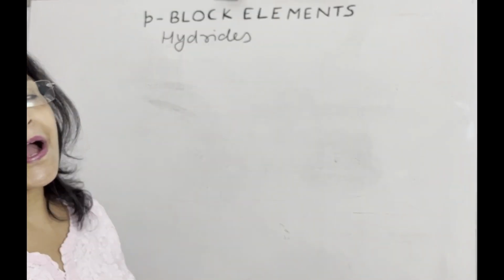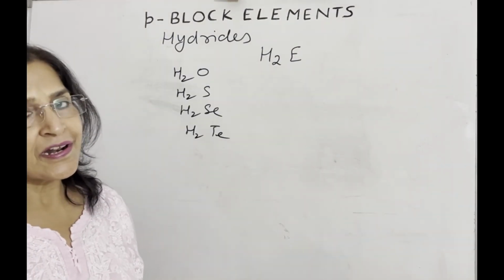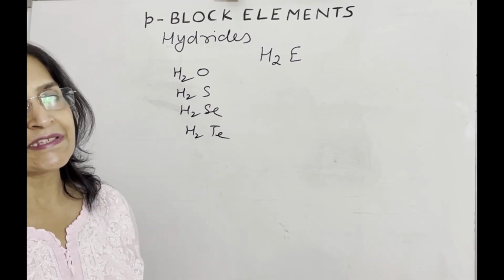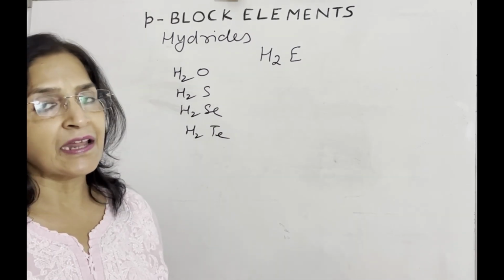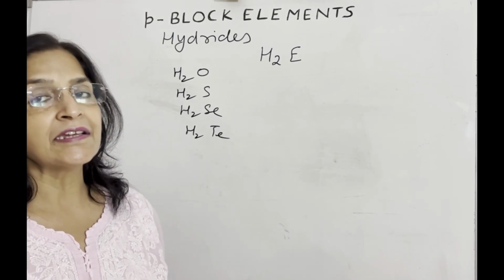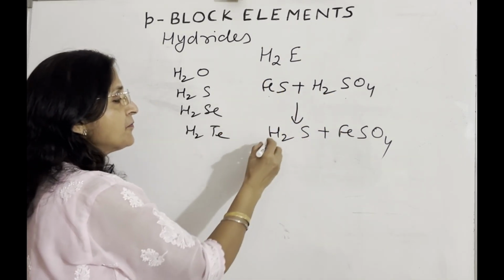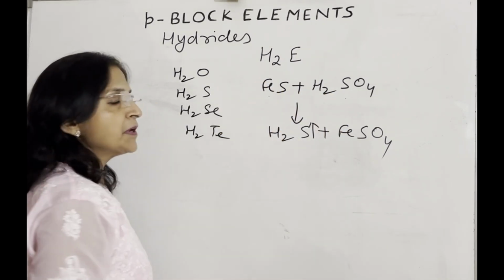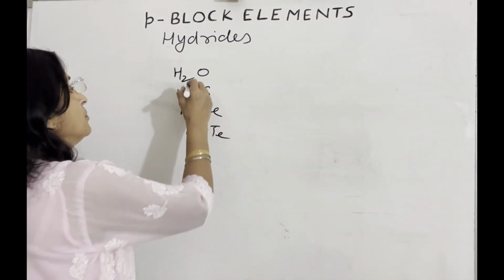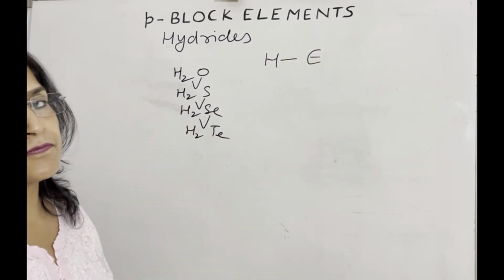These elements form hydrides of the type H2E, where E stands for element. Water is an odorless liquid and other hydrides are unpleasant, foul-smelling, poisonous gases. And these hydrides can be prepared by the action of acids on metal sulfides, metal selenides, metal tellurides. For example, by the action of acid on iron sulfide, H2S gas is prepared. The stability of these hydrides decreases as we move down the group because the strength of the H-E bond decreases as we move down the group.